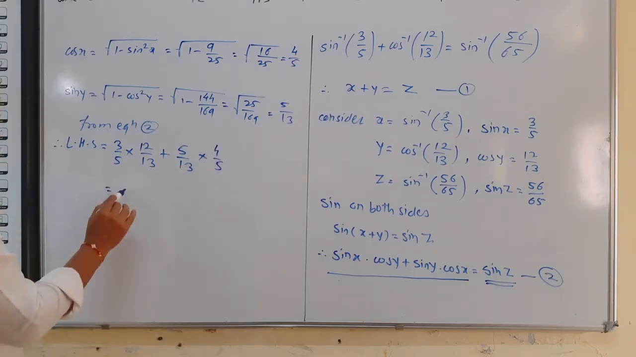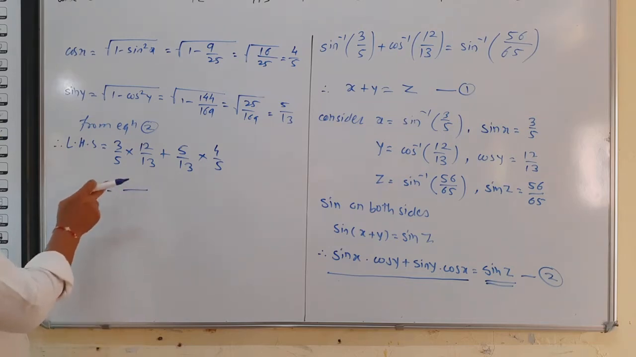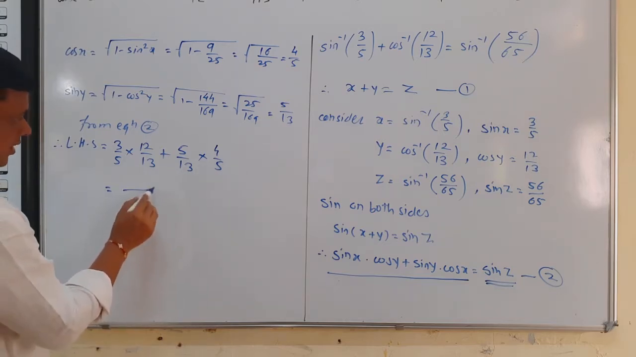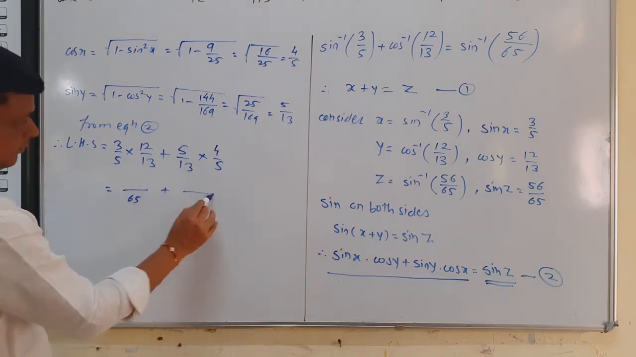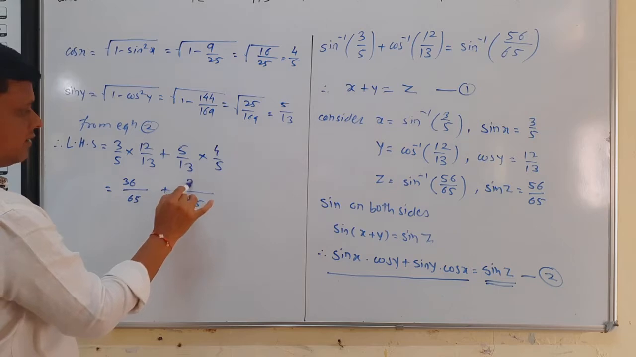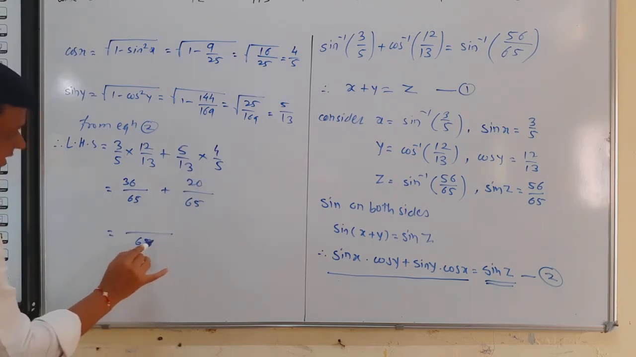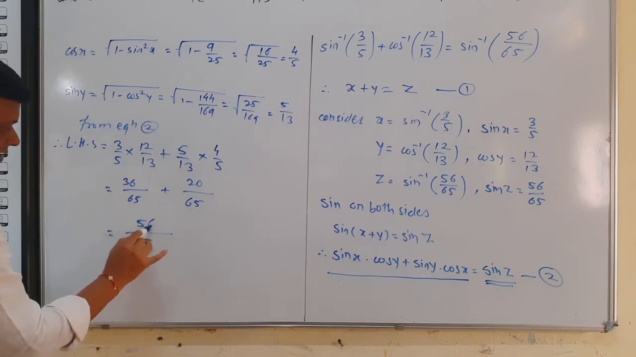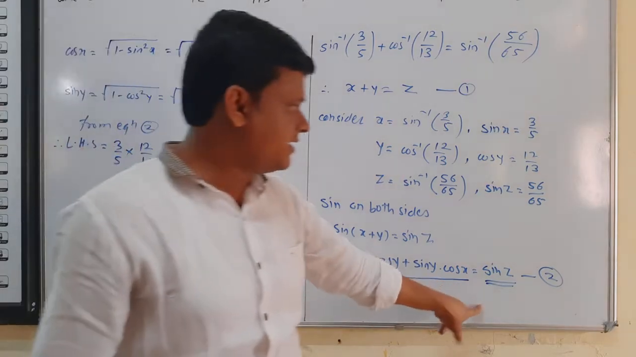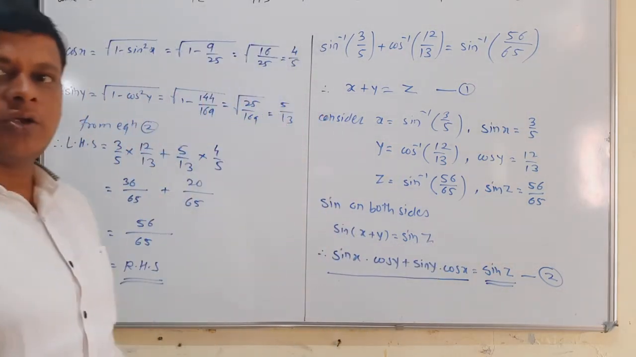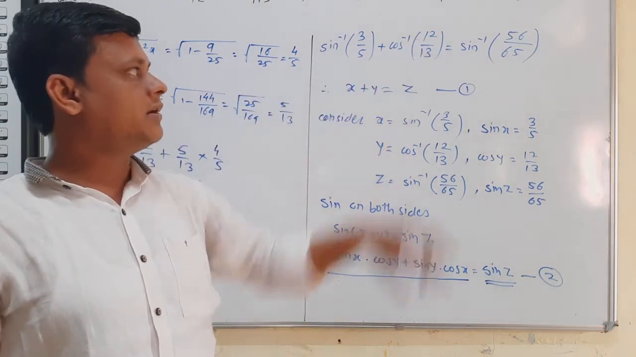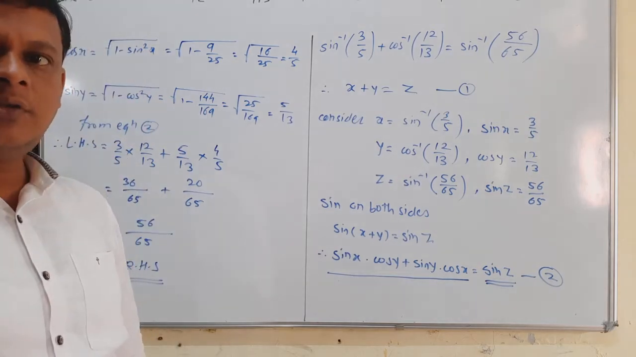If we observe the denominator, 5 times 13 is 65, 13 times 5 is 65. That means in both cases the base is the same, 65. 3 times 12 is 36, 5 times 4 is 20. Now the base is the same, so write the base, 36 plus 20, that is 56, which equals the RHS. That is, sin z is 56 upon 65. In this way we can show sin inverse of 3 by 5 plus cos inverse of 12 by 13 equals sin inverse of 56 upon 65.